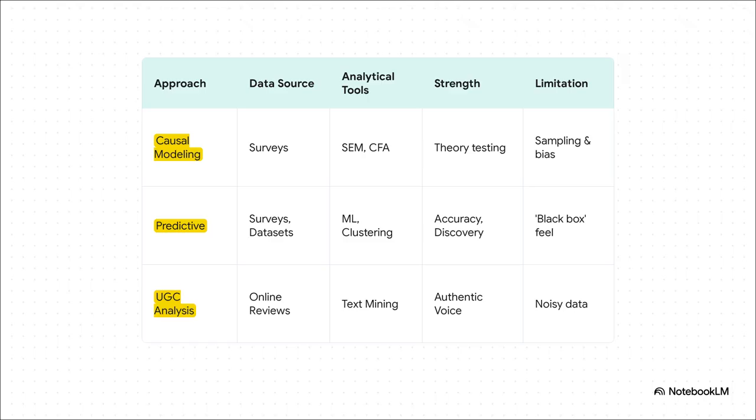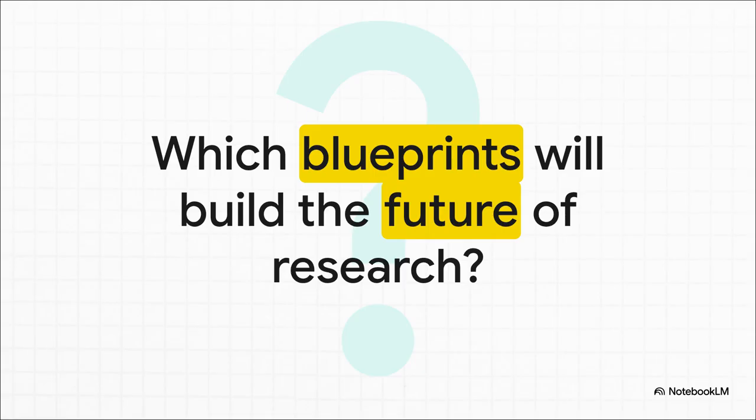Every single blueprint has its own purpose, its own unique set of tools, its own incredible strengths, and, of course, its own unique challenges. This variety of methods isn't just some dry academic exercise. It's a direct reflection of the absolute explosion in the kinds of data that are available to us now. It really shows there's no single best way to build knowledge anymore. The blueprint you choose has to fit the question you're asking. And that leaves us with a really critical question. As data keeps getting bigger and messier, which of these blueprints will be the ones that build the future of research?